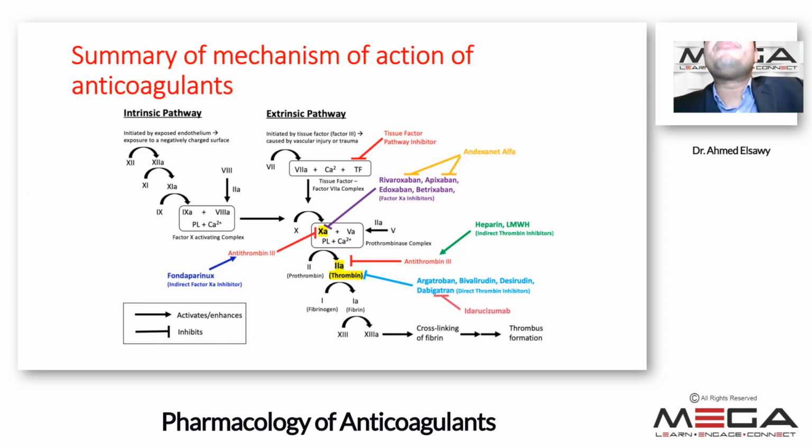You will see the direct factor Xa inhibitors, rivaroxaban, apixaban, and edoxaban, working on 10A, with the reversal agent andexanet alfa. On the bottom right side you will see the direct thrombin inhibitors working on thrombin, and the reversal agent idarucizumab.